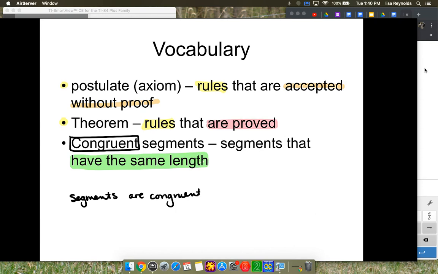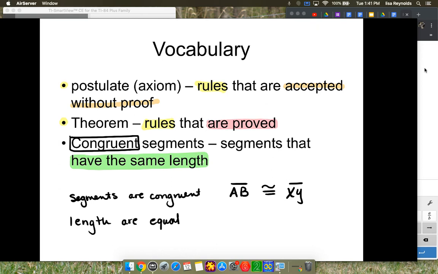So you would write the name of the first segment. We would use the symbol for congruent, which is the equals sign with a little curve over the top. And then we would write the name of the second segment. And this means that the lengths are equal.